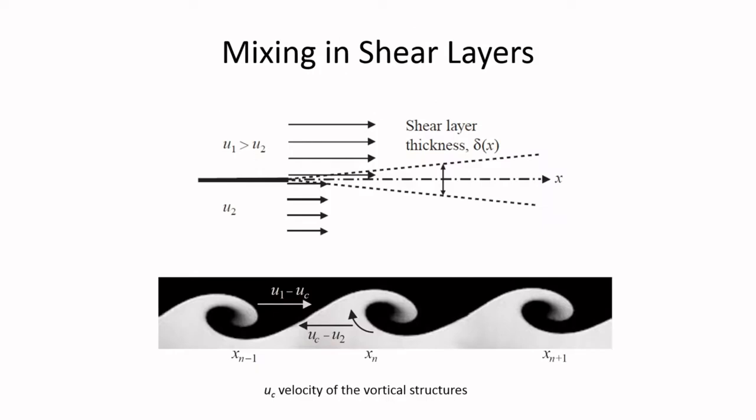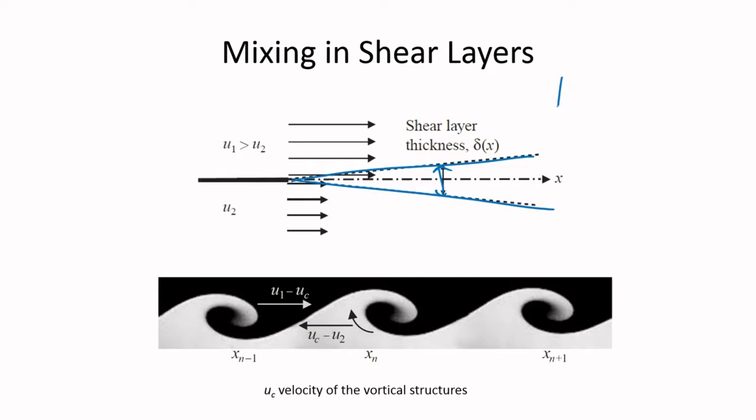So if we consider the mixing in shear layers, what is a shear layer? A shear layer is essentially that region in the flow which is characterized by strong velocity gradients, and which results in strong shear forces, okay. That happens when you have two parallel layers moving at different velocities, okay, as in this case. So if you have two parallel layers, one moving with U1, another moving with U2, and U1 greater than U2, then you will have a shear layer developing between them, and this is governed by the shear layer thickness.